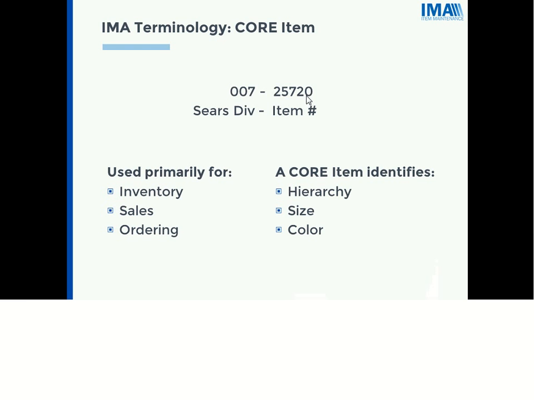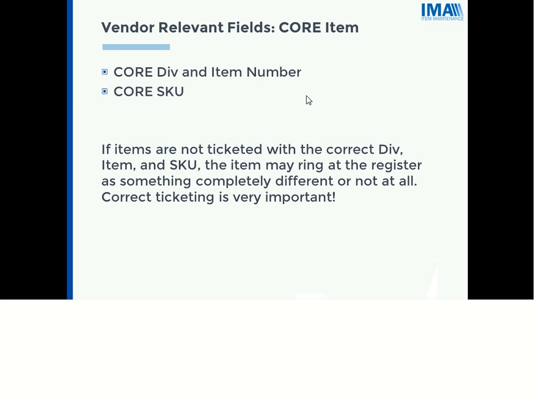It can also identify the hierarchy. Remember I talked about the Sears hierarchy versus the SHC hierarchy at the beginning. It can identify the size and color as well for items that that's relevant to, such as apparel. So some of your items may be set up as non-skewed, and some of those items you may have multiple KSNs on a single core item number. And each of those KSNs have to have a SKU number.